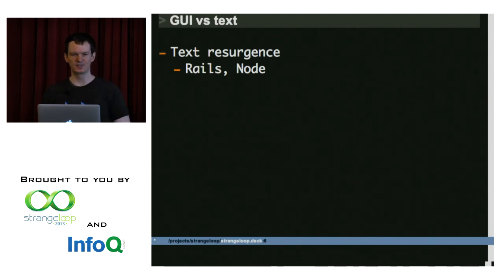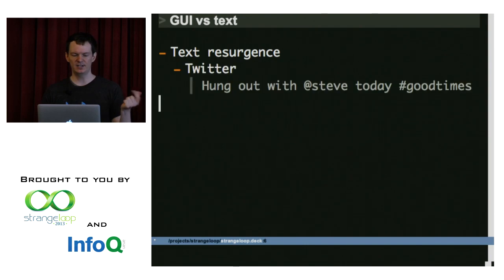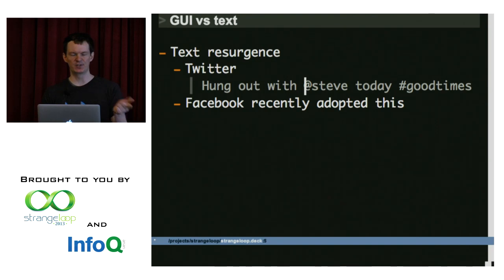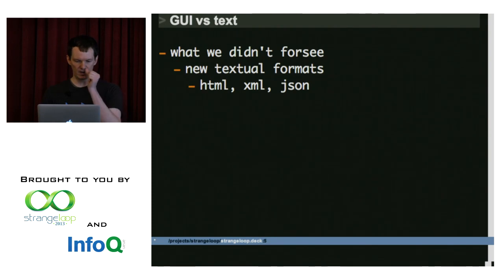New projects like Rails and Node are text first. There's absolutely no GUI, and then people add on GUIs after the fact to augment them. Wikis, Twitter is using text as part of their UI. You can just type @ or pound as a user. You don't have to press a button. Facebook recently adopted this, and with Wikipedia being very text heavy, that's 3 of the top 10 websites that have text as a very integral part of their UI.